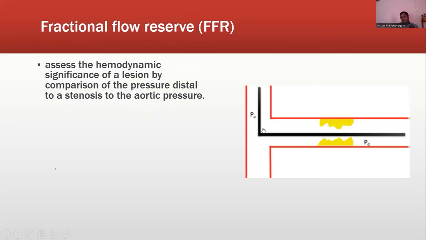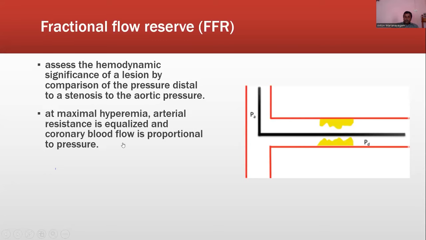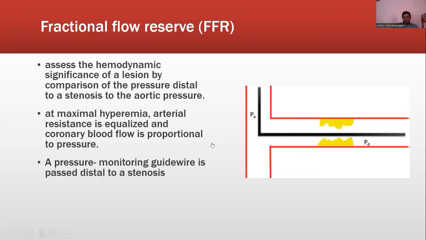In conventional fractional flow reserve measurement using the invasive angiogram, we insert a pressure measurement guide wire to the aorta. We measure the pressure in the aorta, then we measure the pressure distal to a plaque, and then we see the difference. We have to measure this at maximal hyperemia, because only at that point the arterial resistance is equalized and coronary blood flow is proportional to the pressure; otherwise the readings will be wrong. So we have to use adenosine in invasive coronary angiography. The other thing is we need pressure monitoring by wire, so we have to pass it distal to the stenosis. If it is going to be tricky, that would be helpful.